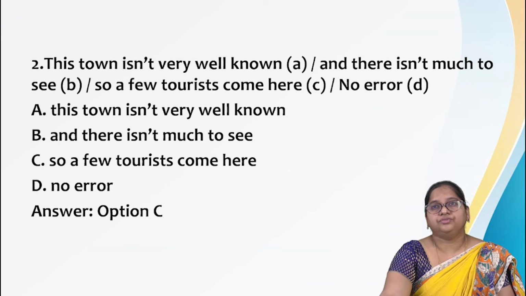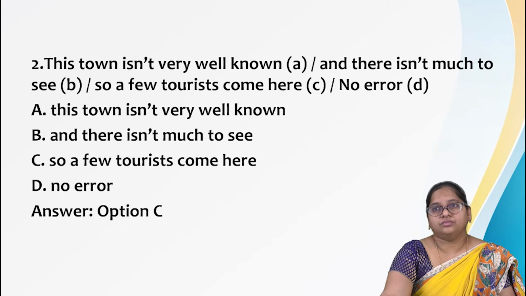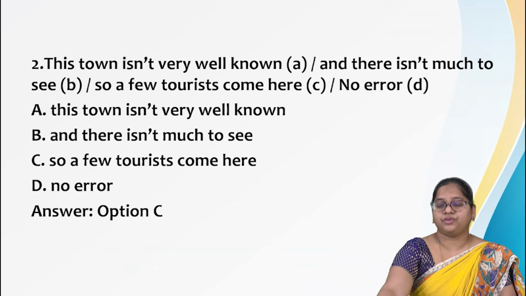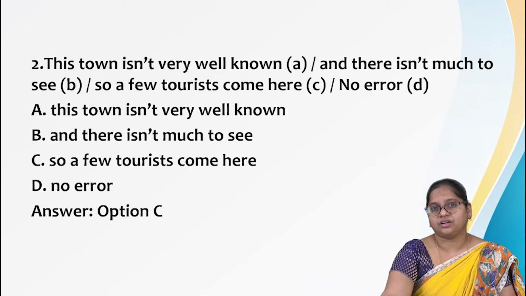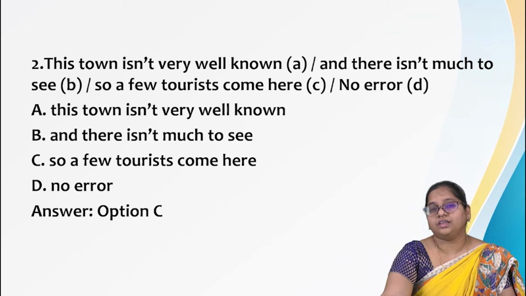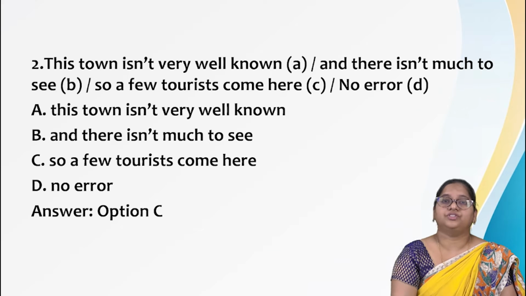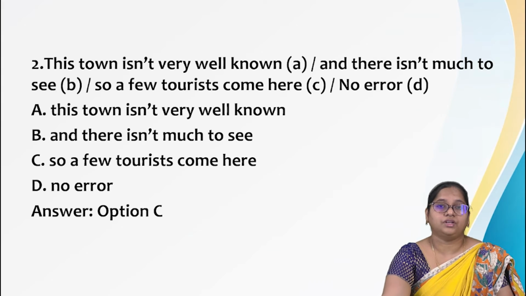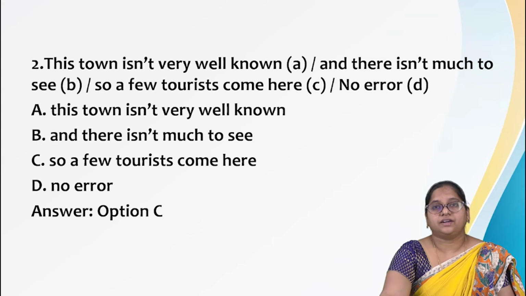So you can say, very few tourists come here. You can think along those lines. So you can select option C as the part which is not completely error free. That's the right answer.